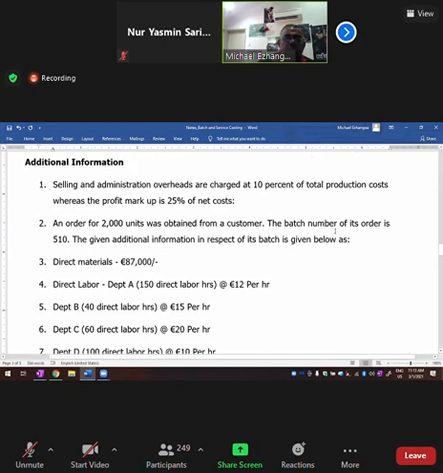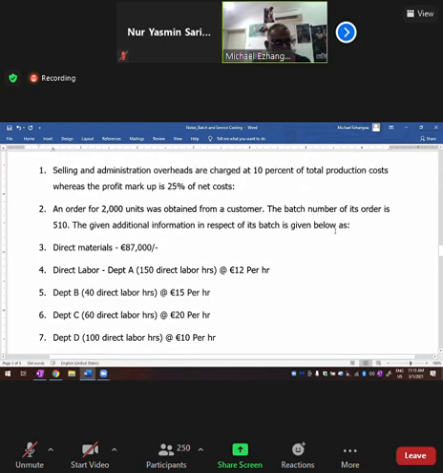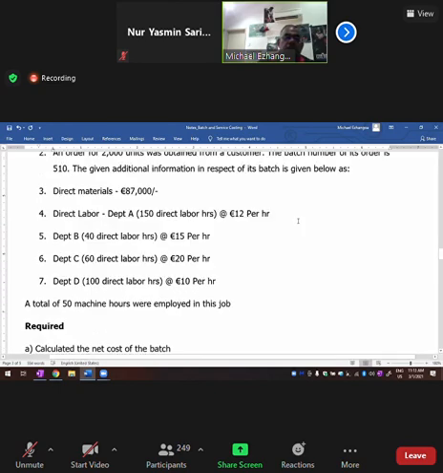Direct materials, 87,000. Direct labor, 4 departments. Department A, 150 labor hours at 12 euro per hour. Department B is 40 labor hours at 15. Department C is 60 at 20 per hour. And Department D is 100 labor hours at 10 per hour. And there's also total 50 machine hours employed in this job.